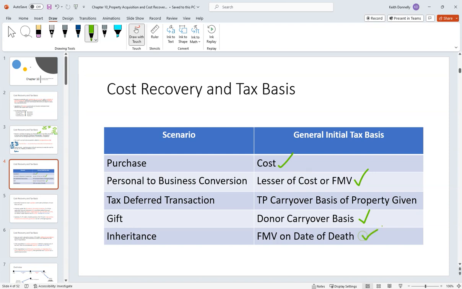And if you inherit something, it's generally going to be the fair market value on the date of death. So grandpa bought it for $100. When he died, it was worth $1,000. You inherited it. Your initial basis will be $1,000. Different ways to acquire the asset.